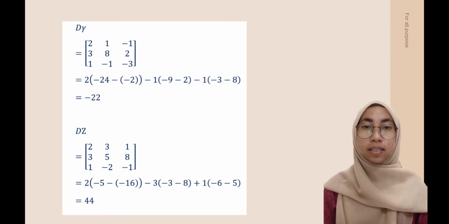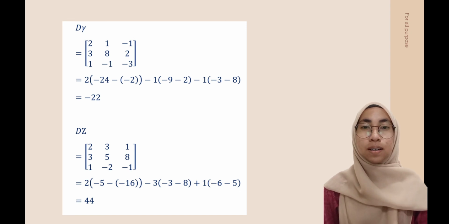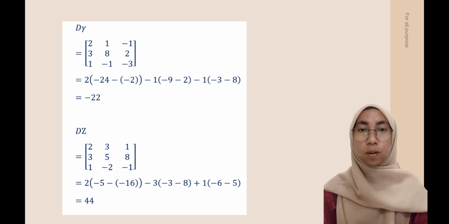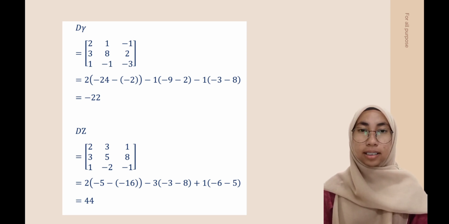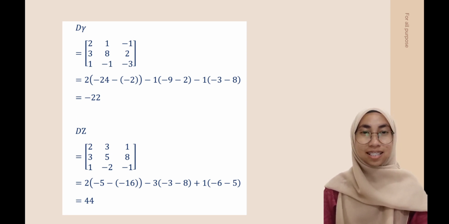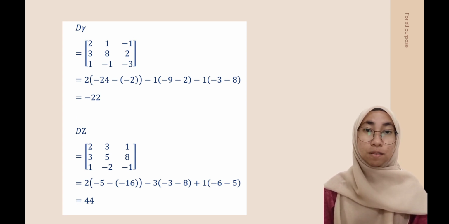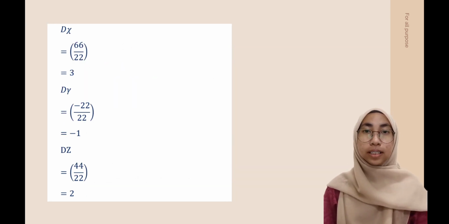Lastly, we find determinant z. We replace the place of z with 1, 8 and negative 1. So we put plus, negative and plus on top of the first row of numbers. Then we got 2 times negative 5 minus negative 16, minus 3 times negative 3 minus 8, and plus 1 times negative 6 negative 5. We got 44.